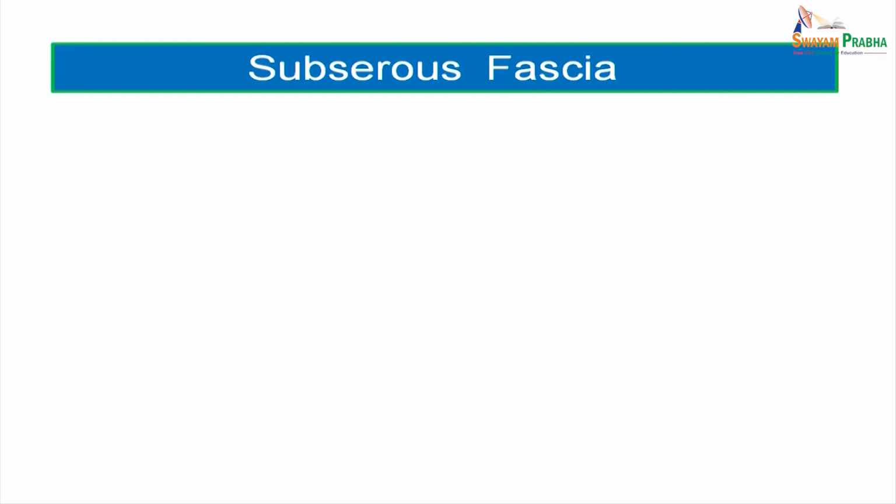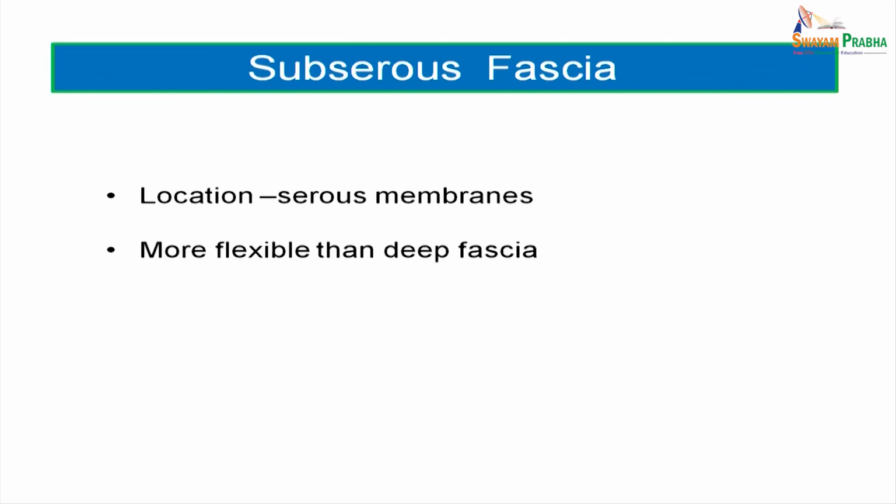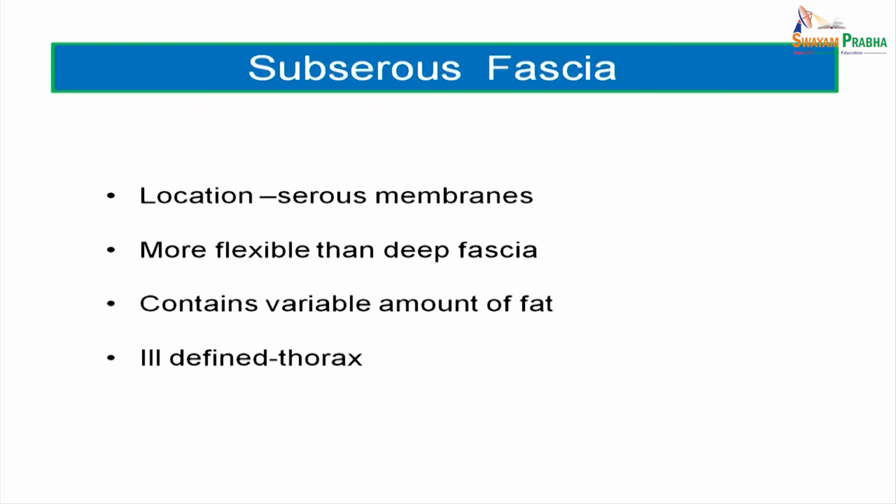So, like I already said, subserous fascia is not a very important fascia compared to the other two. It is just present in relation to the serous membrane as a thin sheet, and it is more flexible compared to the deep fascia. It contains a variable amount of fat, and it is ill defined in the thorax, but well defined in the abdomen and pelvis. So, this is a very minimal fascia which is present closely in relation to serous membranes only. So, we do not talk much about this subserous fascia.